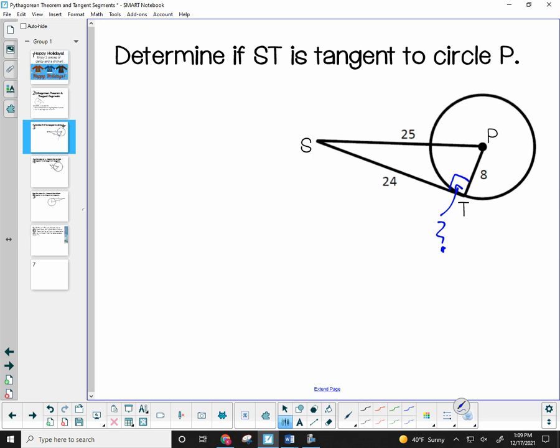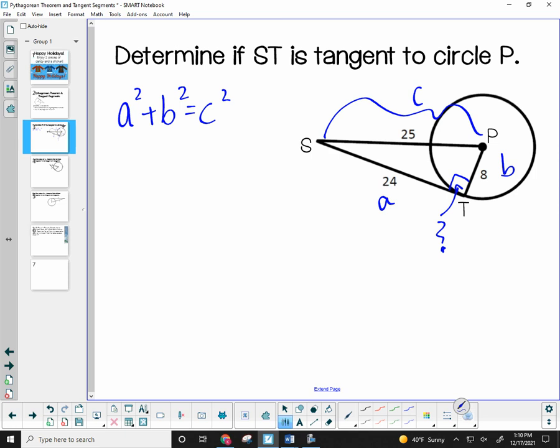Okay, so we know the Pythagorean theorem is a squared plus b squared equals c squared. Keep in mind, c squared will always be my hypotenuse, right? The hypotenuse is always opposite the largest angle, which is my right angle. So this piece here has to be my C, the hypotenuse. A and B can be either one of the other legs. It doesn't matter which one's which, because addition is commutative.